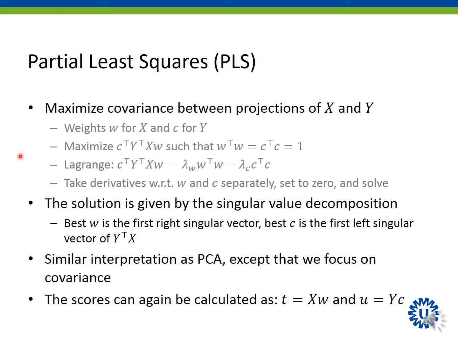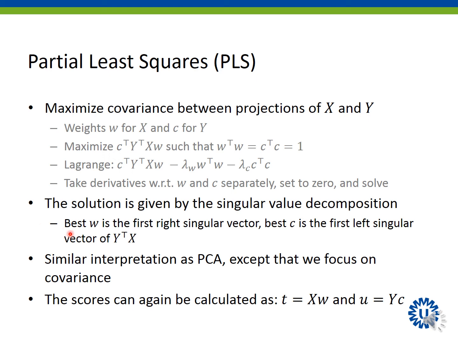We again do the Lagrange trick, yielding this maximization problem. Find the highest covariance. However, it should satisfy the constraints for W and also the constraints for C. The solution can be obtained in the same way. So you take derivatives with respect to W, and then with respect to C, you set them to 0 and you solve. And again, the solution is a very well-known concept in linear algebra. It's namely the singular value decomposition, as we've seen in PCA.